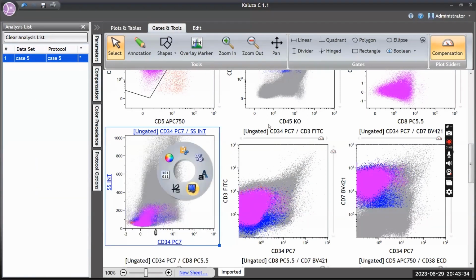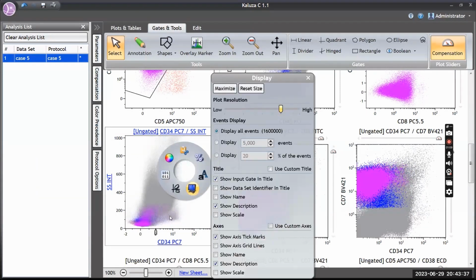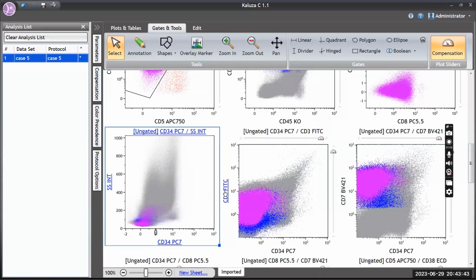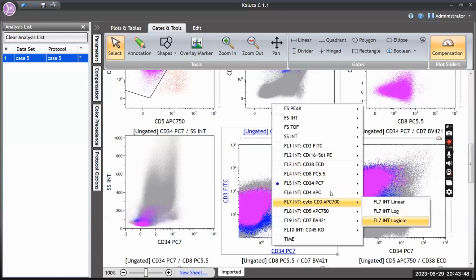I'm not finding any population here which is CD34 positive. These are normal myeloid blasts. I don't find any T cells, colored events here. So that is not helping me. You can check with surface CD3 and cyto CD3.